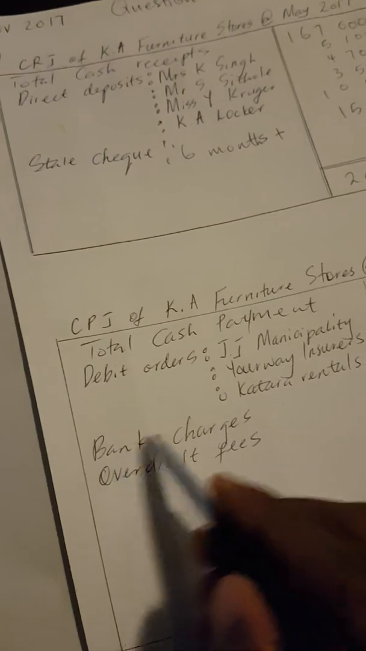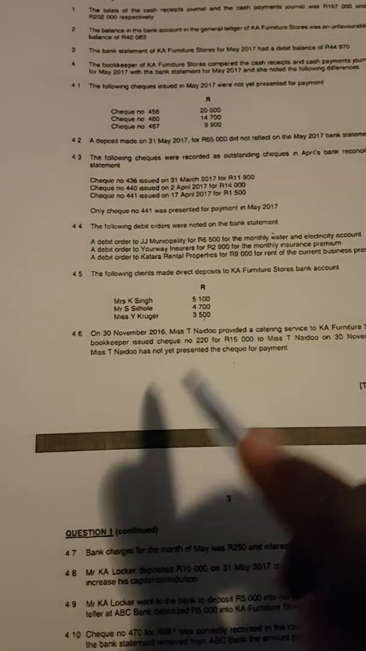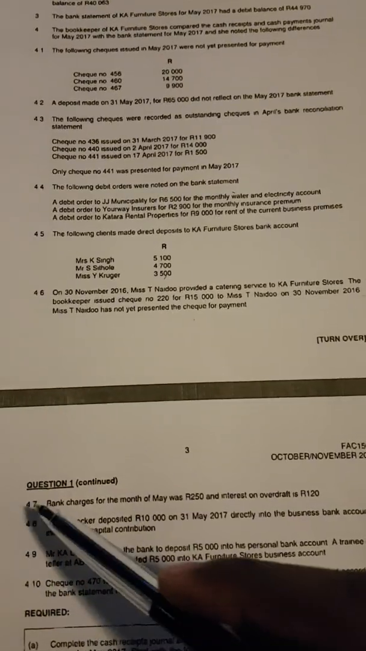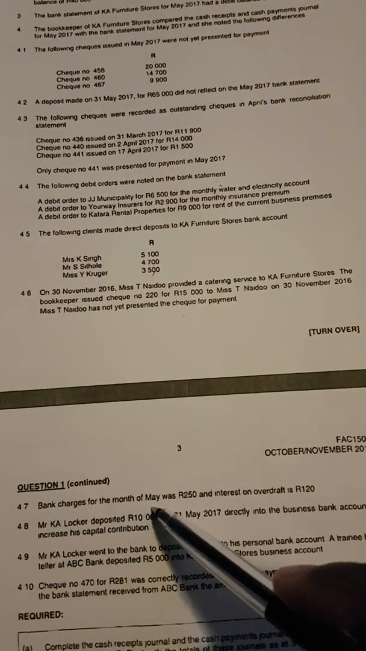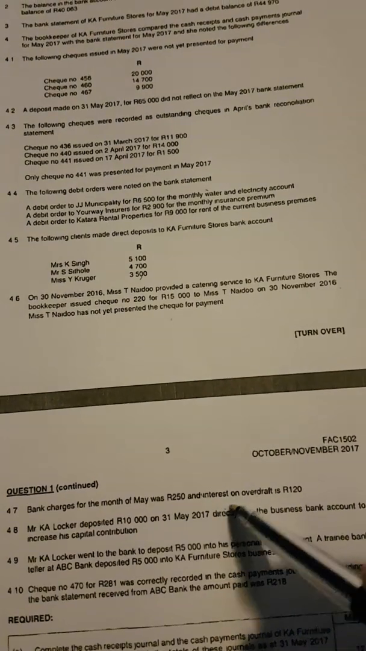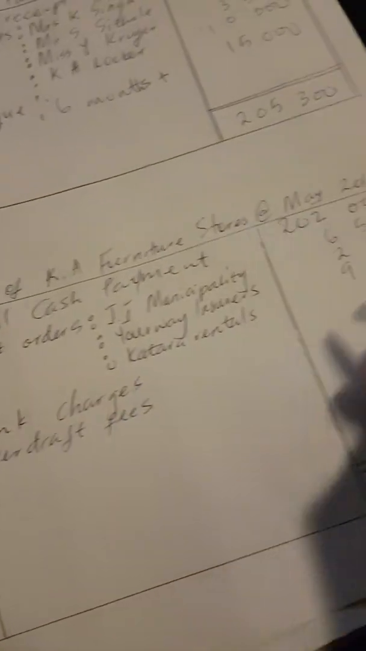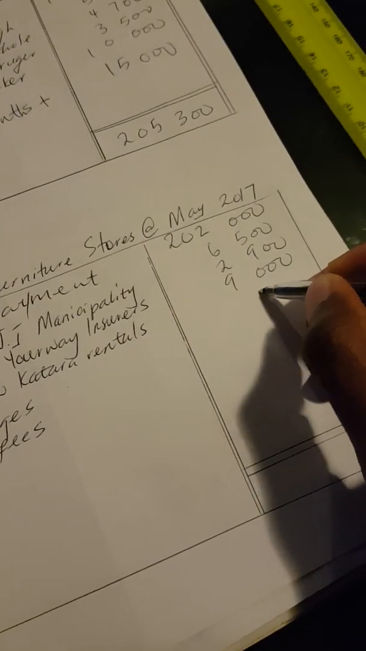We also add bank charges. So if we continue reading here, 4.7 says the bank charges for the month was 250 and the interest on overdraft was 120. So the bank charges was 250.